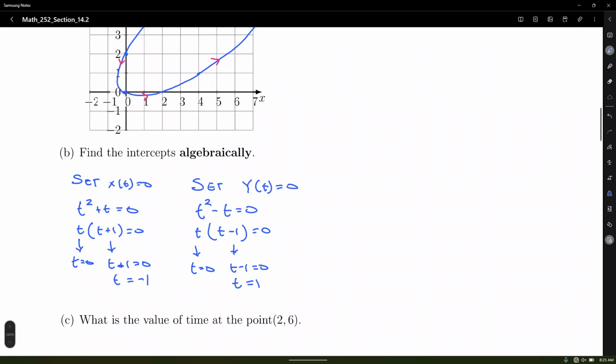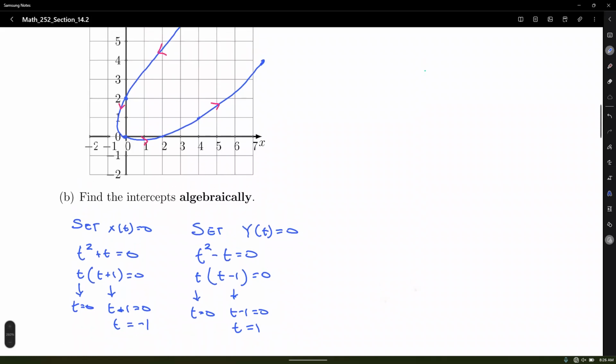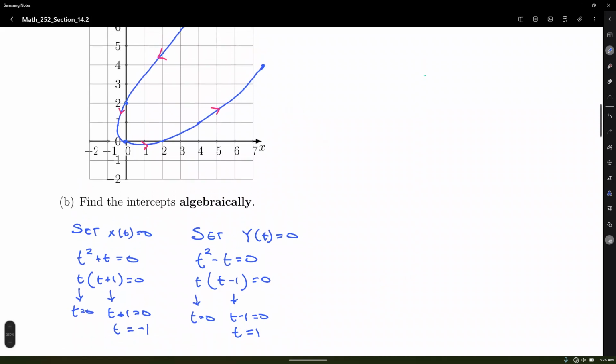Now, here is the thing. They're asking us to find the intercepts. These are not intercepts. These are the values of t. That is the times t where a particle going along this curve crosses the x-axis, the y-axis, and in this case, the origin, which is technically both x-intercept and y-intercept. That's why we're getting t equals 0 for both.